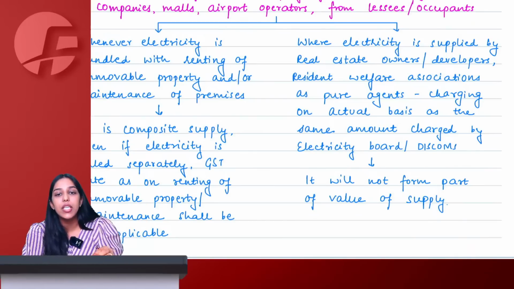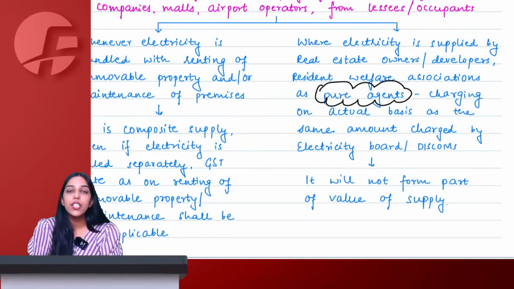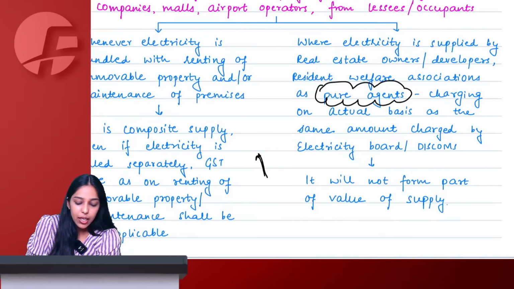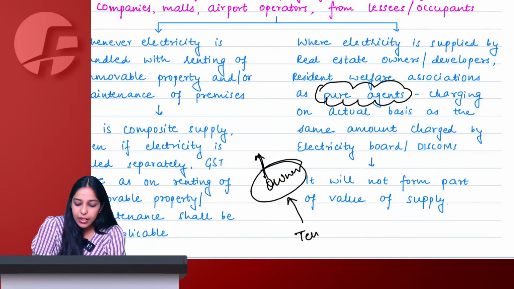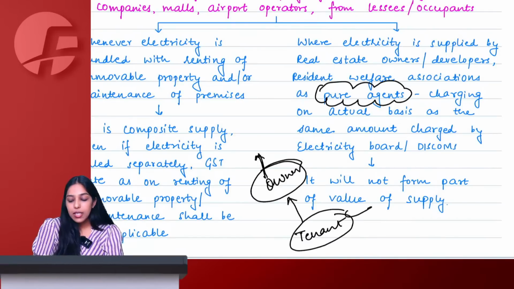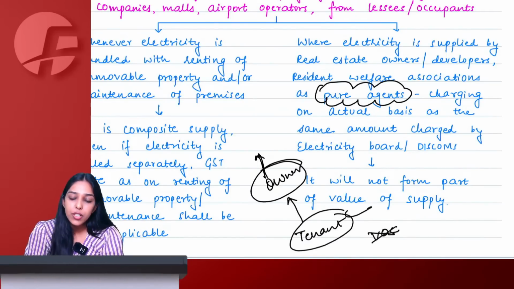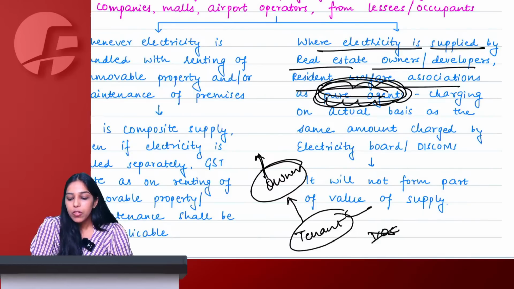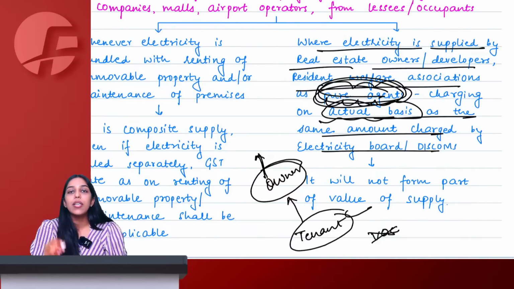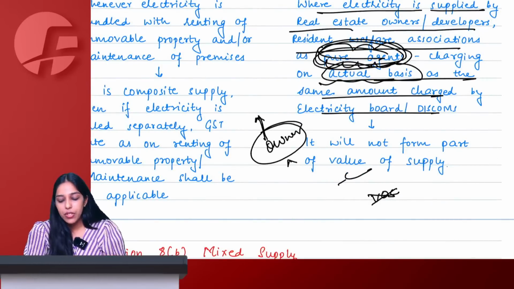But in a case where the mall owner actually collects the electricity amount on the basis of the actual bill received, then you are acting as a pure agent. When you are acting as a pure agent, whatever electricity bill has been paid by the owner to the discoms or the electricity boards, that same amount is collected from the tenant. In that case, this amount will not form part of the value of supply, because electricity is generally exempt under GST. So if real estate owners and developers supply electricity as pure agents, charging on an actual basis the same amount that they have paid to the electricity board, then it will not form part of the value of supply.